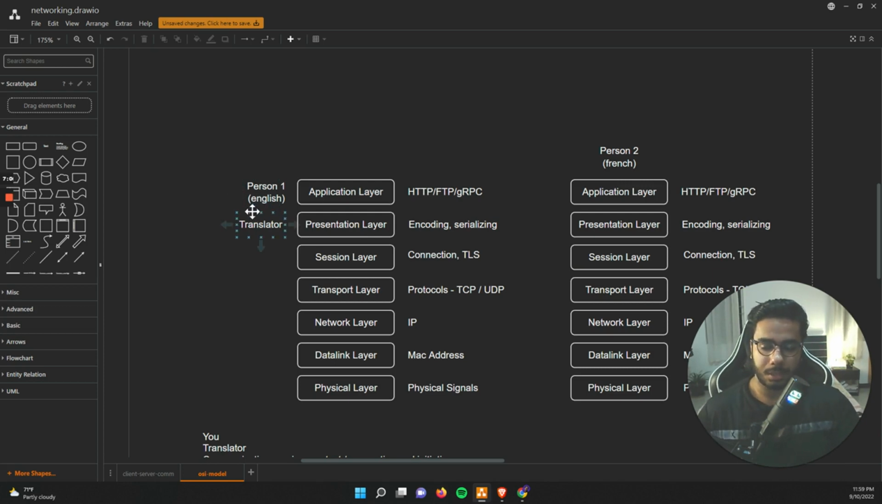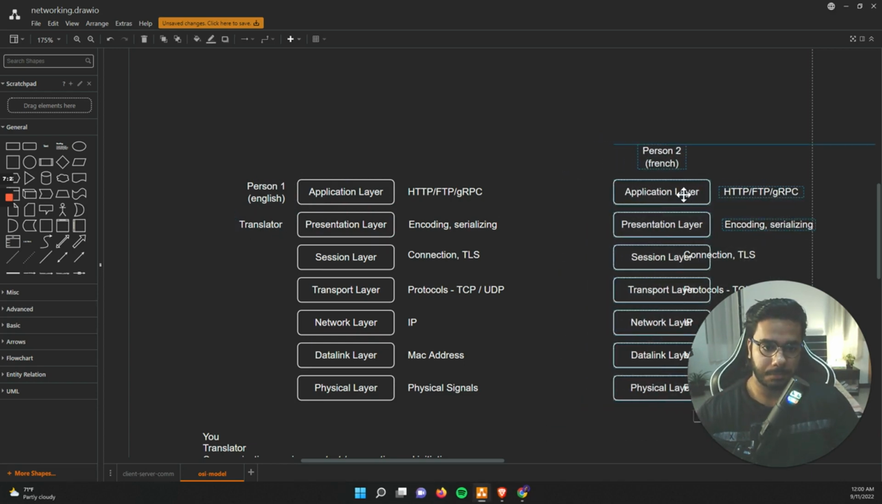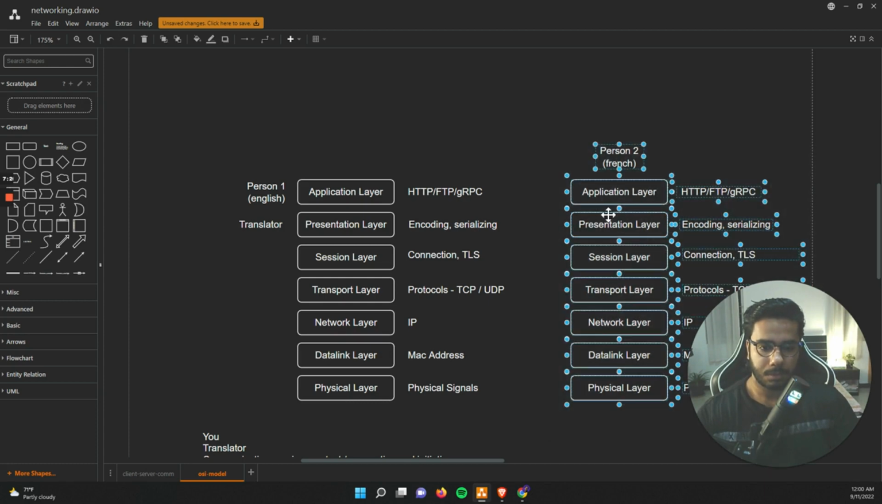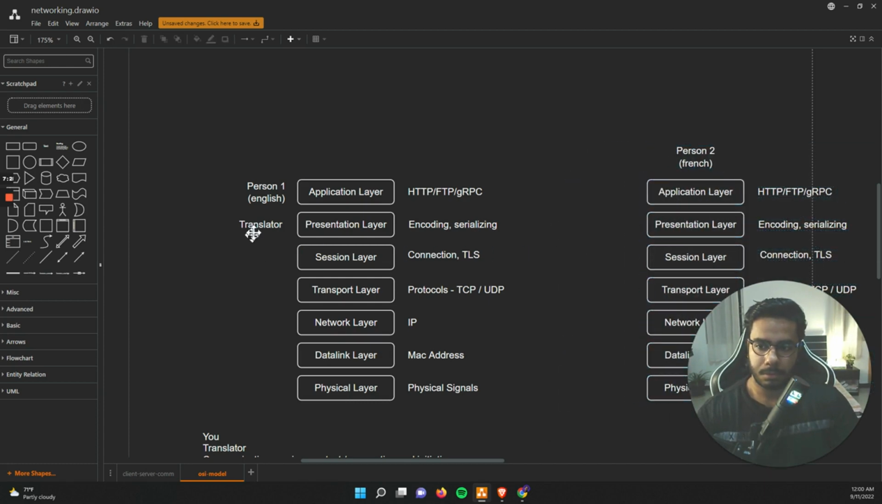Basically person 1 is trying to talk to person 2. That person would need a translator to translate whatever he's saying to some other language so that this person can understand it. Now let's say this person also has a translator, to translate whatever this person is saying into whatever this person can understand.